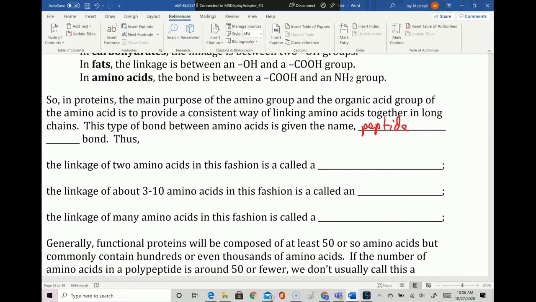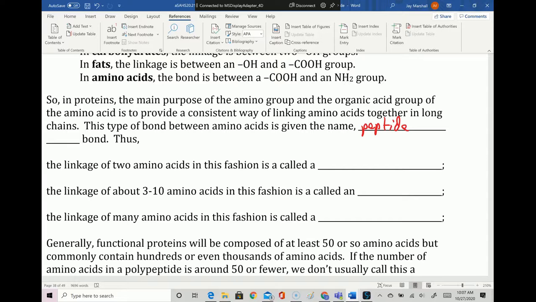So in saccharides, we said if I had one saccharide, that was a monosaccharide. If I had 2 saccharides, that was a disaccharide. If I have 3 saccharides, that would be a trisaccharide. If I had more, it might be an oligosaccharide. If I had even more, it might be a polysaccharide.